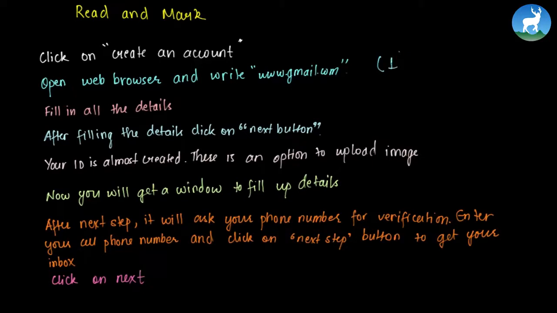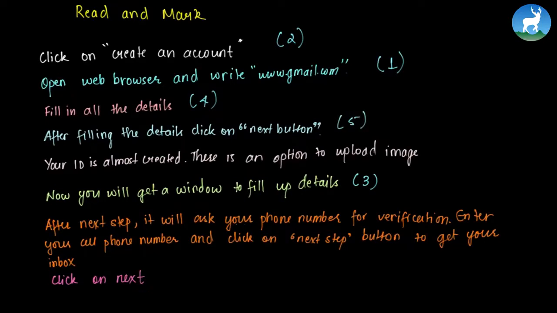www.gmail.com. So this must be our first step. Next, we have to click on Create an Account. So this is our second step. So after creating an account, you will get a window to fill up details, right? So this is the third step. To the window, we fill in all the details. So this is the fourth step. After filling the details, we click on the next button. So this becomes our fifth step.